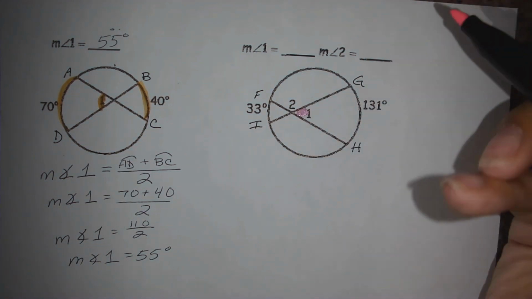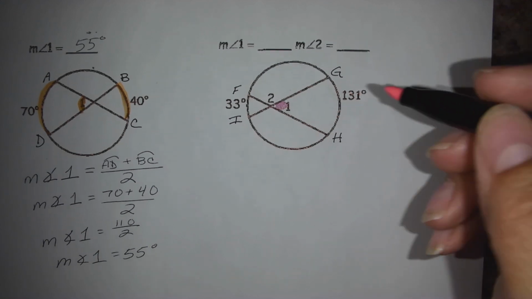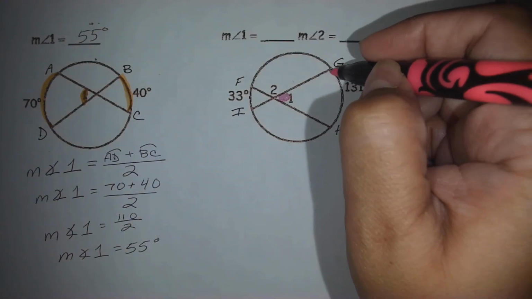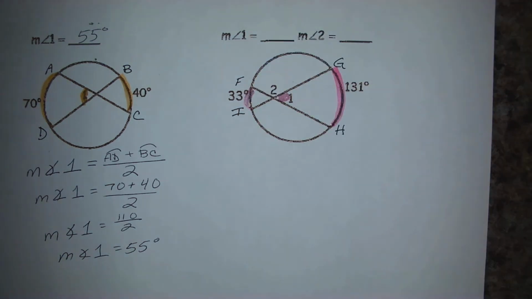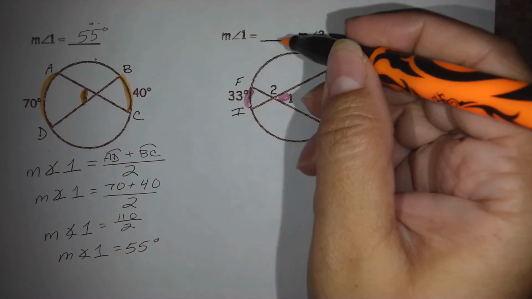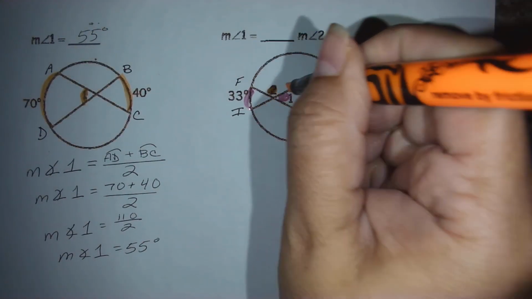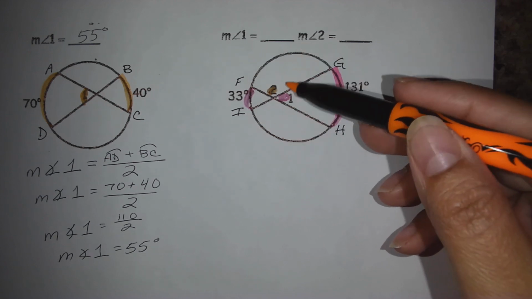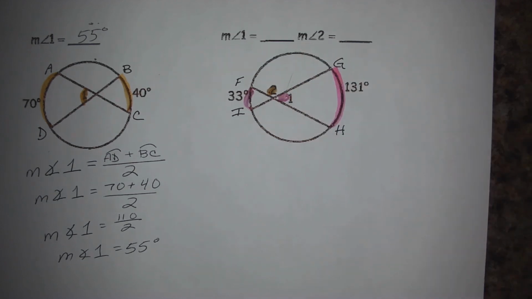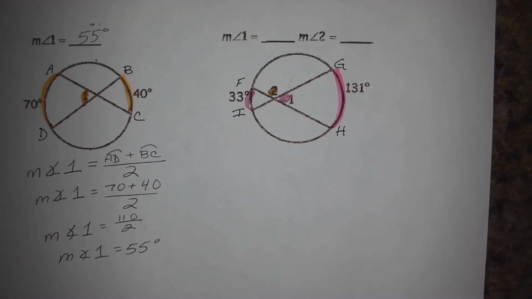And we're looking for the arcs in front and behind. So in front and behind. Angle 2 is right here. Do we know the angles in front or behind? No, we do not. So we're going to start with what we do know. We do know the arcs that belong to angle 1. So let's start there. Let's start with something we do know.